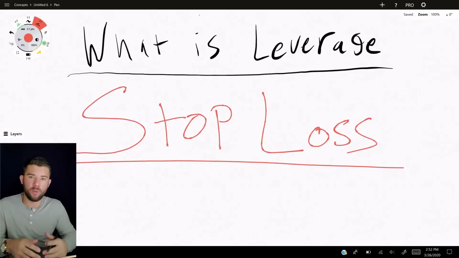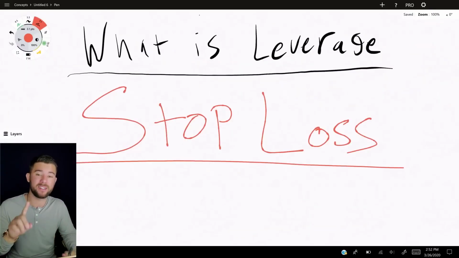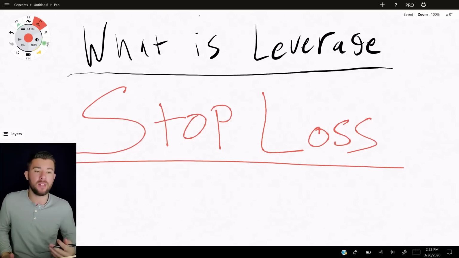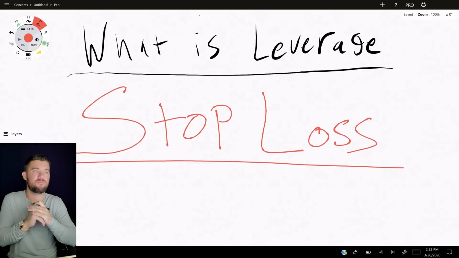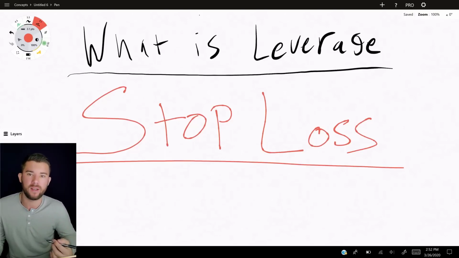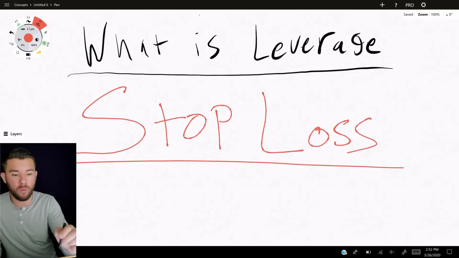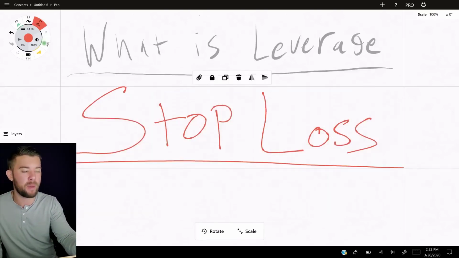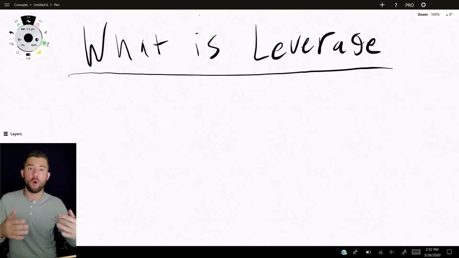So here is the proper way to use leverage. Lesson number one, always use a stop loss if you're using a leveraged account. If you're not, you're putting yourself in this ridiculously risky situation. And as traders, avoiding risk is half the battle. So always, and I mean always, use a stop loss with leverage. But let's talk about the power of leverage and what it can actually help you do.